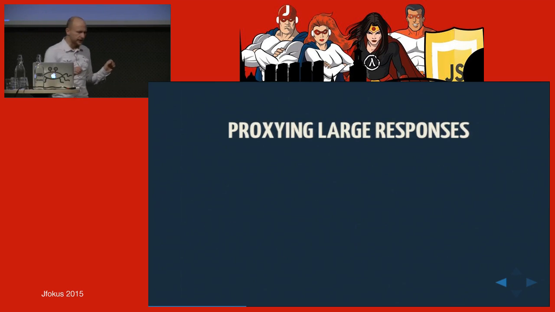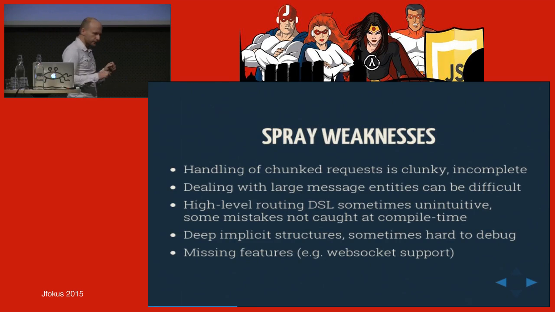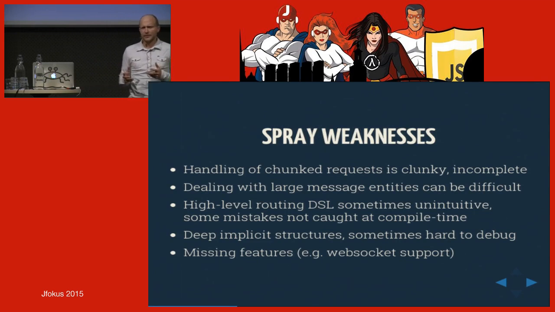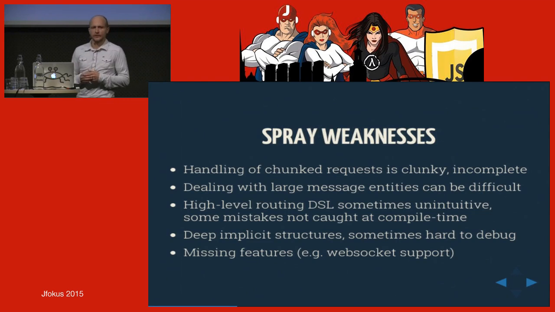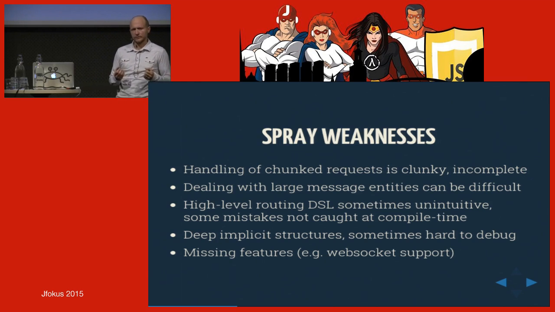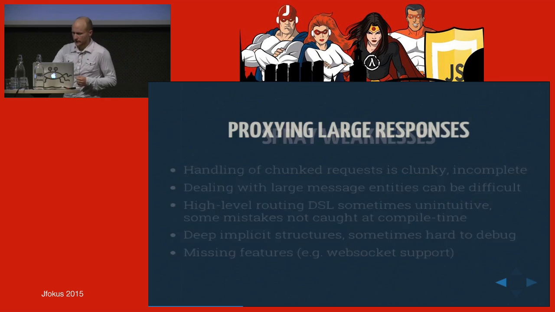So there's one thing that I want to highlight, because when you look at those weaknesses, there's a common theme to the most important ones, the first ones, and that is the missing abstraction. We were missing a proper abstraction to deal with chunked requests and large messages, and it's ultimately about streaming, right? And that's something we'll talk about.